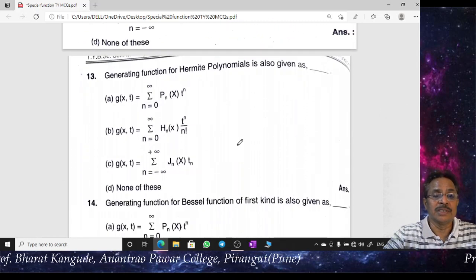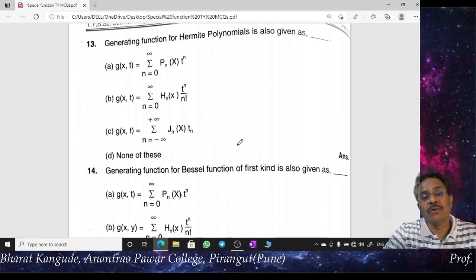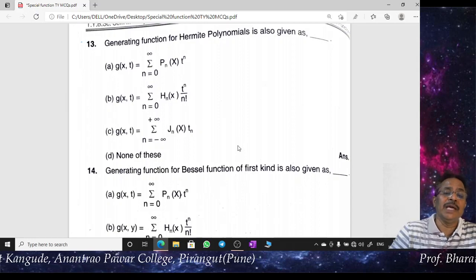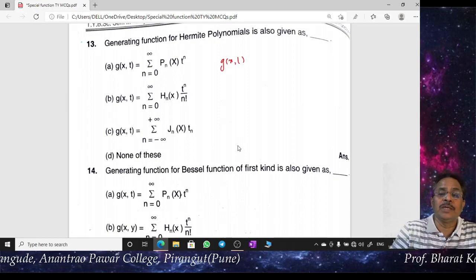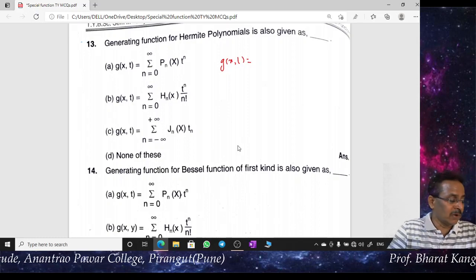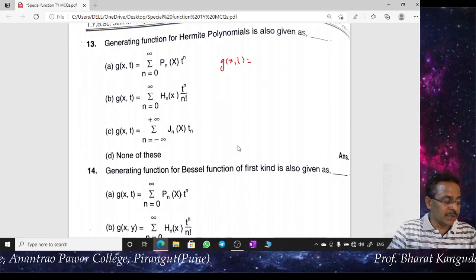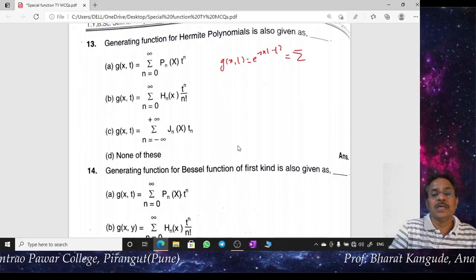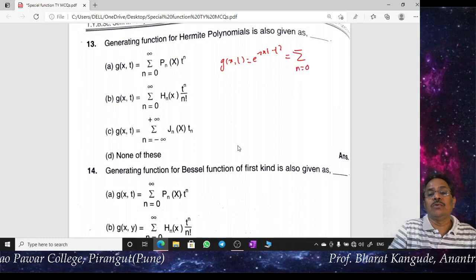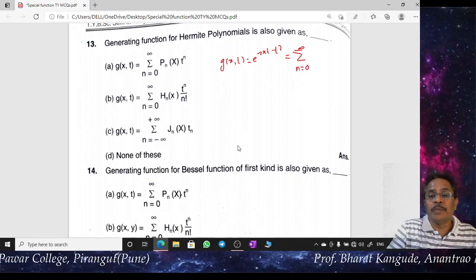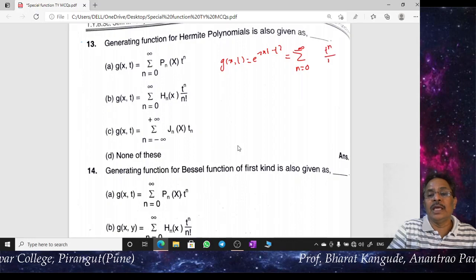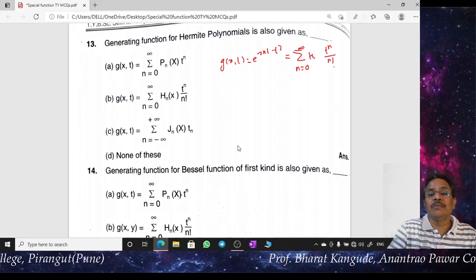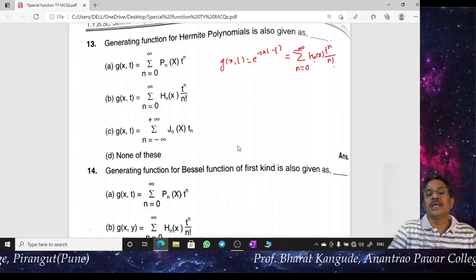Now question number 13, a similar question. The generating function for the Hermite polynomial is also given by, okay, so here also when we expand this generating function for the Hermite polynomial, we get this. You have already seen this. It is given by e raised to twice xt minus t square. When we expand this, we get a summation over n equal to 0 to infinity. Then we get a power series in t raised to n upon n factorial. This power series t raised to n upon n factorial, multiplied by some constants, gives Hn of x.